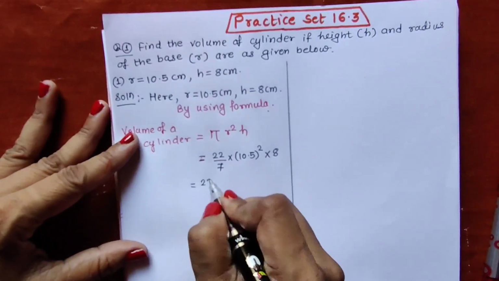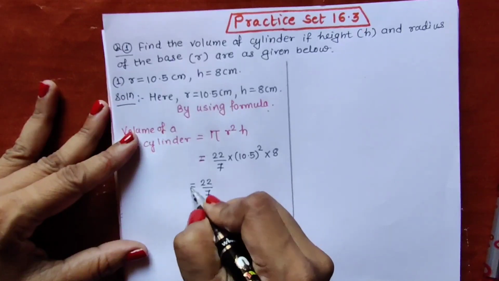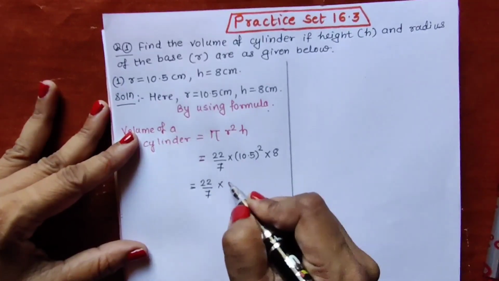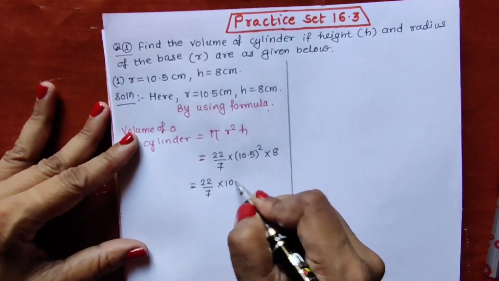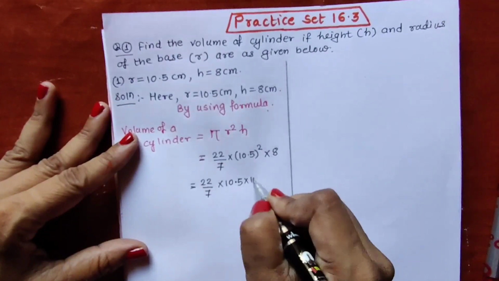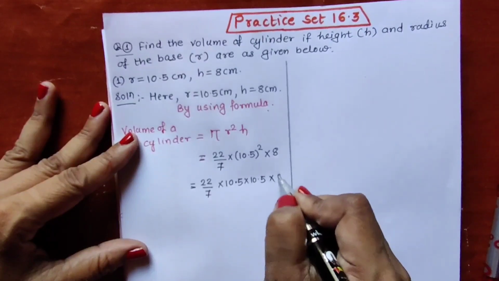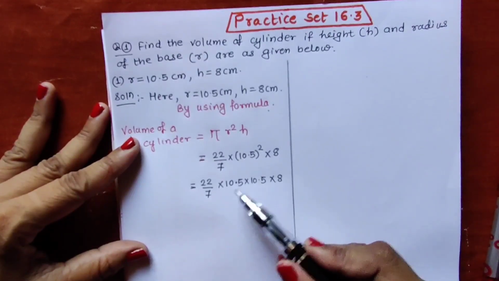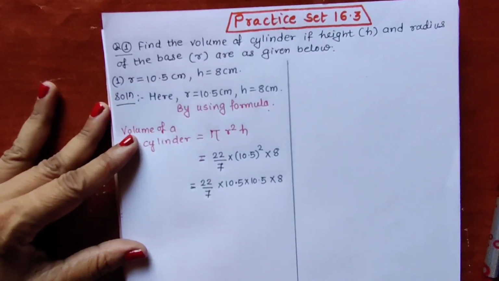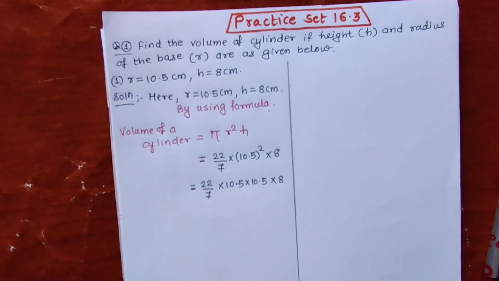We will write this 22 upon 7 as it is again. Multiply by 10.5 square. Instead of writing square, we will write 10.5 two times: 10.5 multiply by 10.5 and multiply by 8. Now let us see, can we cancel this 10.5 by 7? Cancel means what? Can we divide 10.5 by 7?